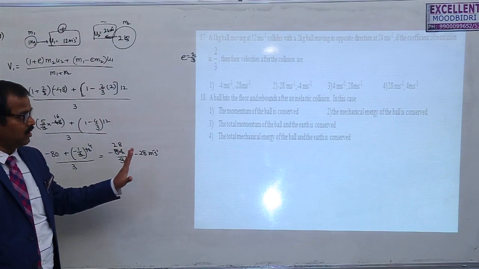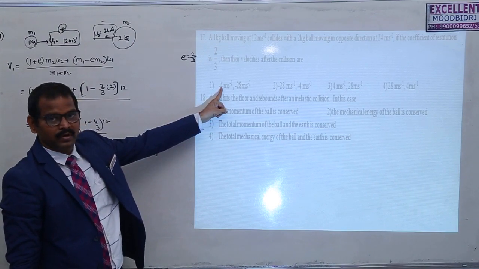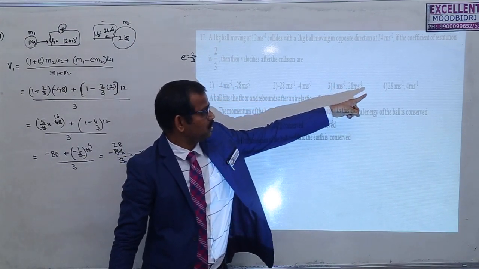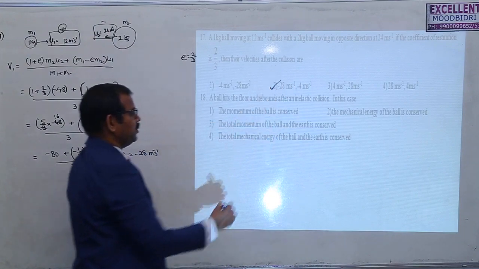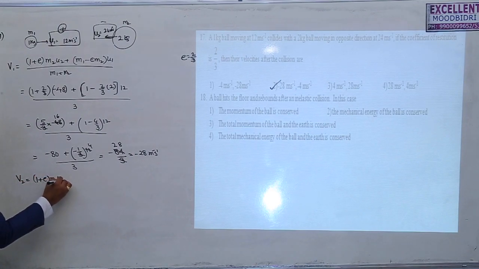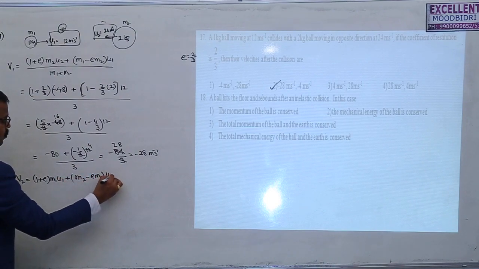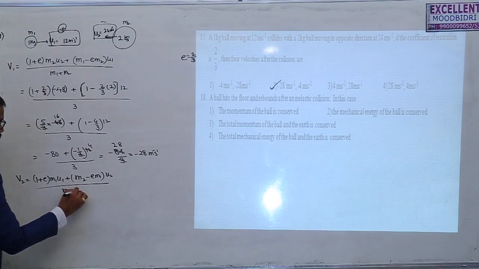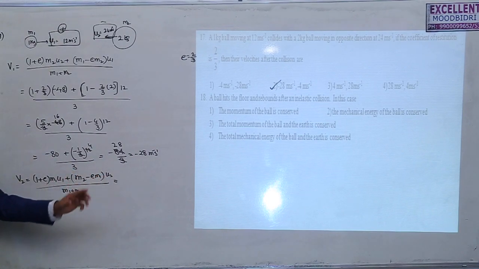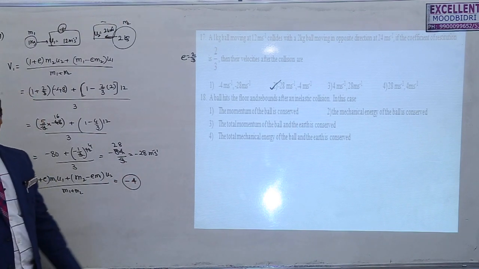And once you get V1, no need to find V2 here. Why? Because here first velocity V1 is minus 4, here plus 4, that is plus 28. So, no need to find V2. The correct answer is minus 28 and minus 24. Suppose if you want to find out V2 by using the same expression, 1 by E, m1 u1 plus m2 minus E m1 u2 by m1 plus m2, by substituting all these values, so definitely you will get this answer as minus 4 here.